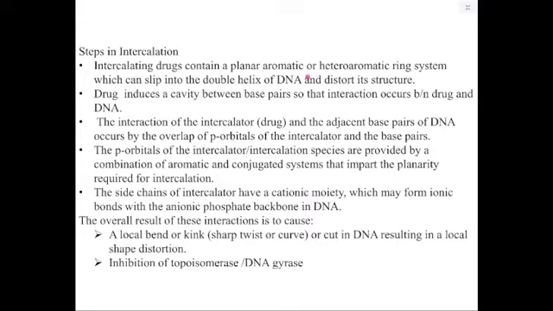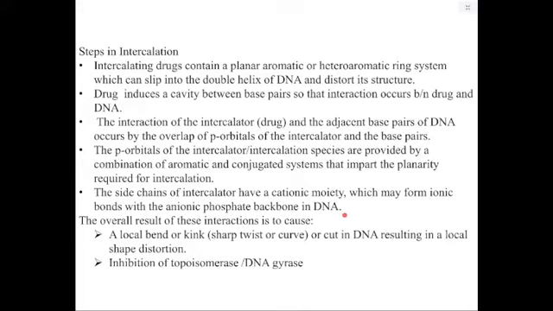So we remember the planar aromatic, heteroaromatic molecules are the same ones which will be able to provide the p orbitals, which can help us in intercalation or interaction between the drug and the bases. The side chains of the intercalator have a cationic moiety, cationic meaning they do have a positive charge, which may form ionic bonds with the anionic phosphate backbone in the DNA.